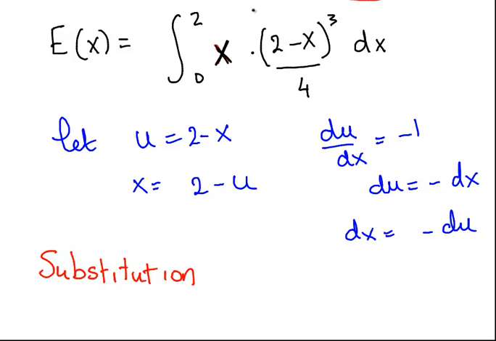u equals 2 minus x. I'm going to let this part equal u, and I'm going to rewrite that as x equals 2 minus u. Just work it round. That just comes in handy later on. Also, if u equals 2 minus x, we also need du over dx equals minus 1. In other words, du equals minus dx, or dx equals minus du. That's quite important.